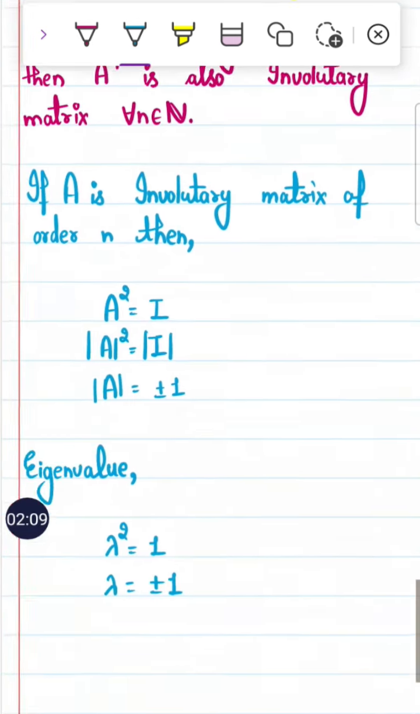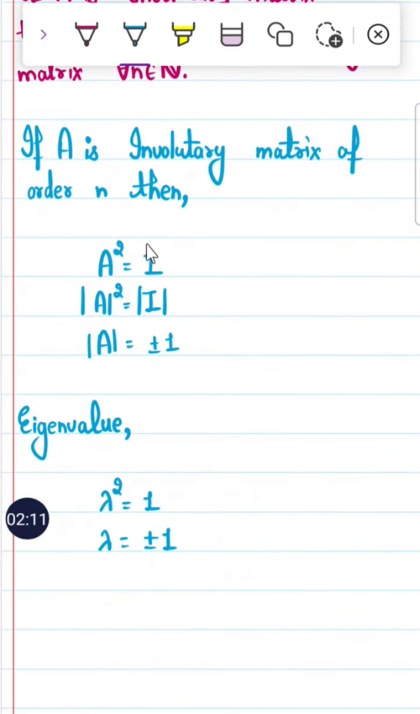Right? How do we find the eigenvalue? The eigenvalue is given by lambda square equals 1. This gives lambda equals plus or minus 1. So lambda 1 is equal to 1 and lambda 2 is equal to minus 1. There are two eigenvalues. And the determinant of this involutory matrix is either positive 1 or minus 1. These are the possible determinants of an involutory matrix.